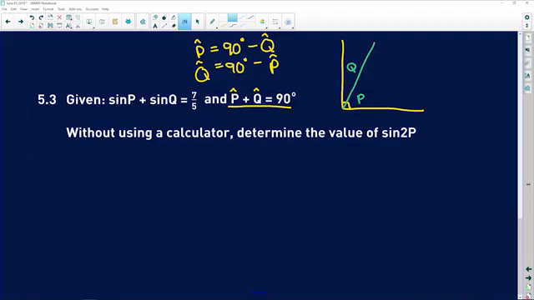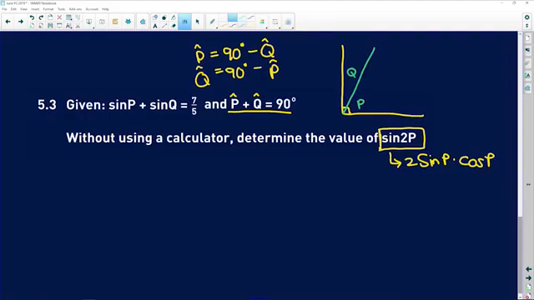Okay. So now, secondly, determine the value of sine of 2p. What is the expansion of sine of 2p? There is only one of them. It is 2 sine p cos p. So how do we get cos involved in terms of the angle of p?